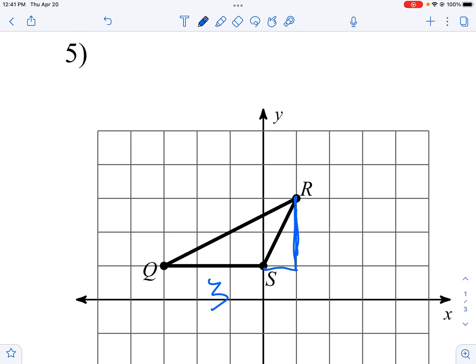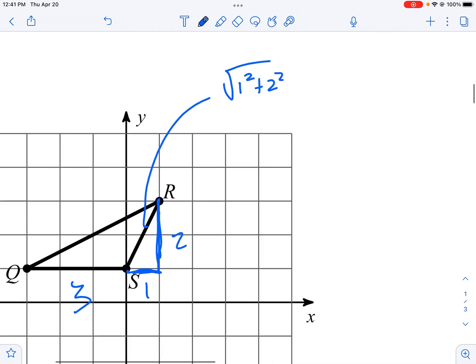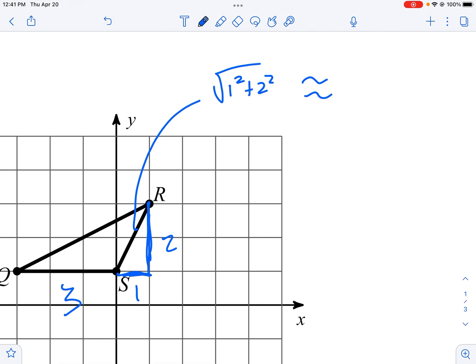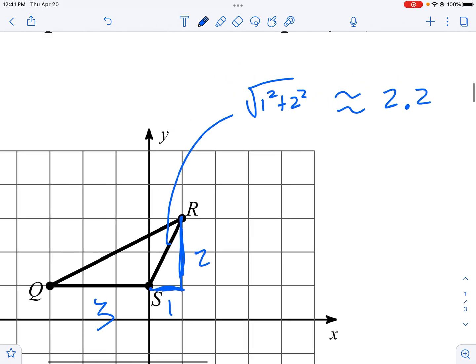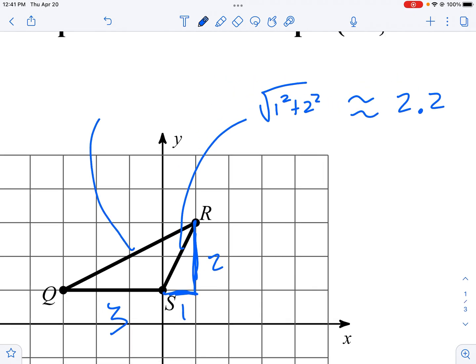So you're going to draw your triangle here. It's 1 wide, 2 tall. So to get this distance here, it's going to be the square root of 1 squared plus 2 squared, which is the square root of 5, which is going to be about 2.2. So I got that one. And then to get this one here, again, I'm going to turn this into a right triangle.